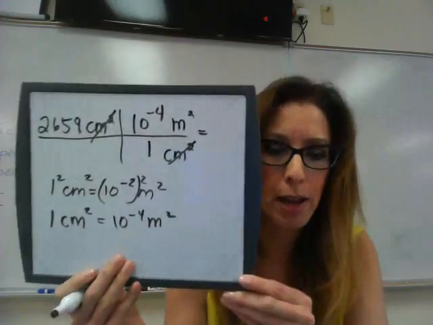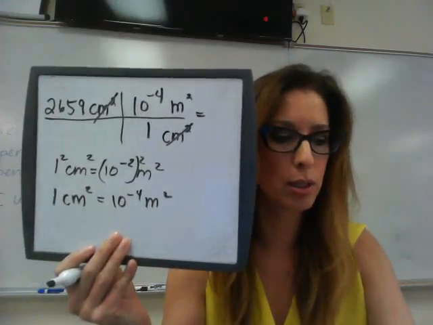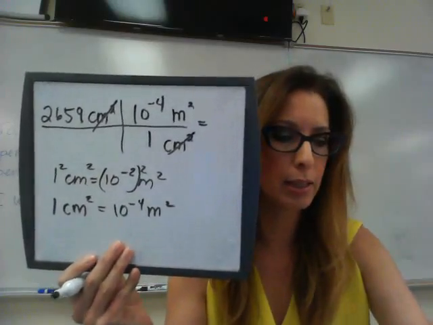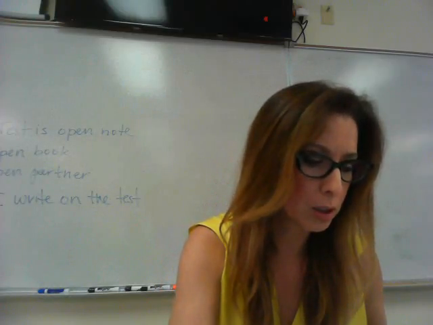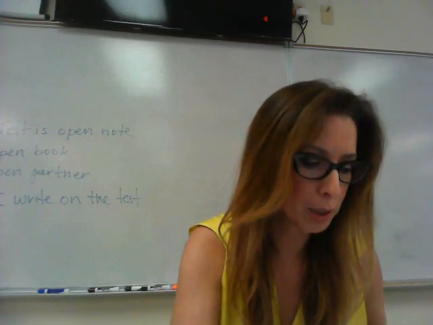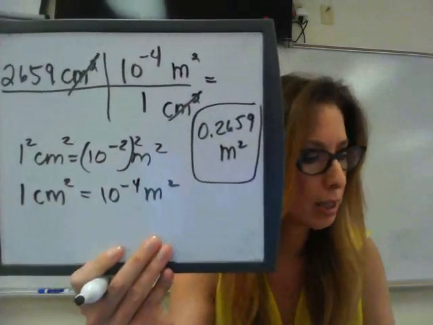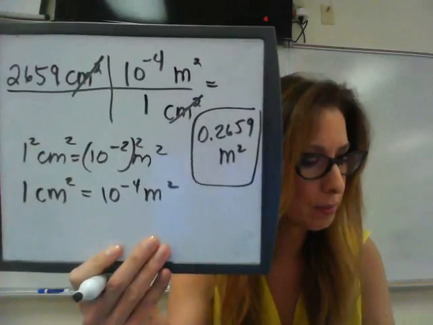Now we're going to multiply. So this is 2659 times second E negative 4. You're going to get 0.2659 meters squared. That's 4 sig figs. I started with 4 sig figs, and that's my final answer.